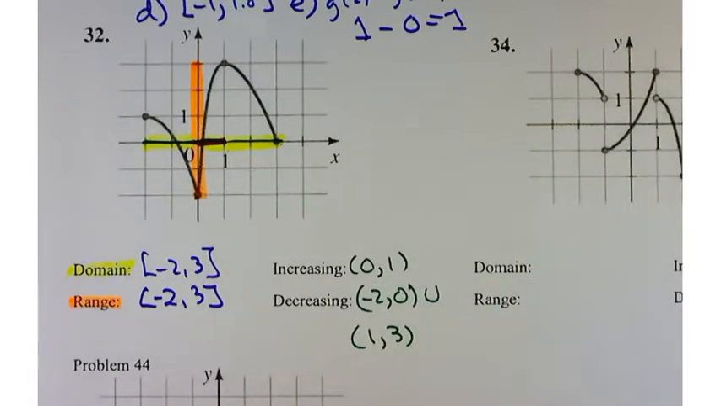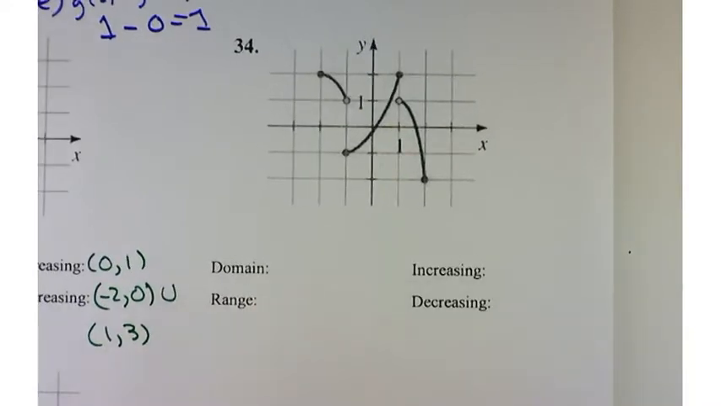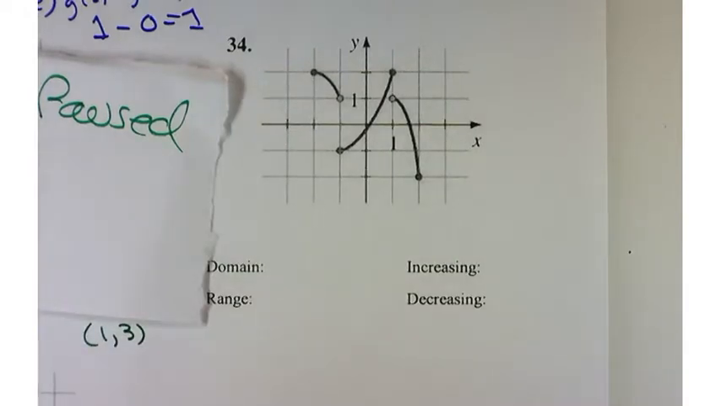Problem 34. It's up to you. Give that one a shot. Determine the domain and range and where it's increasing and decreasing. And pause video here. Give you a chance at home to work on that if you'd like.